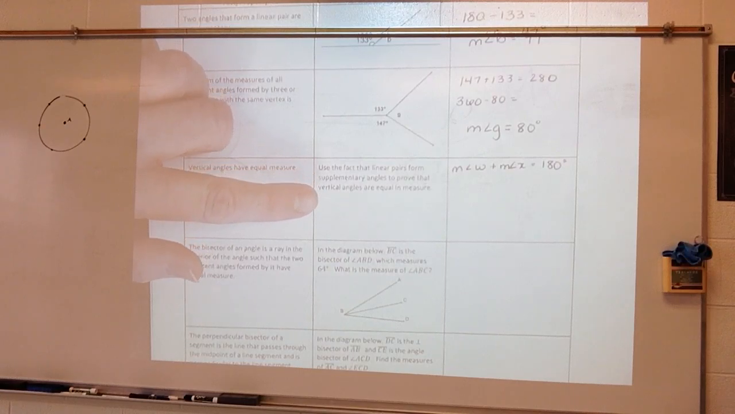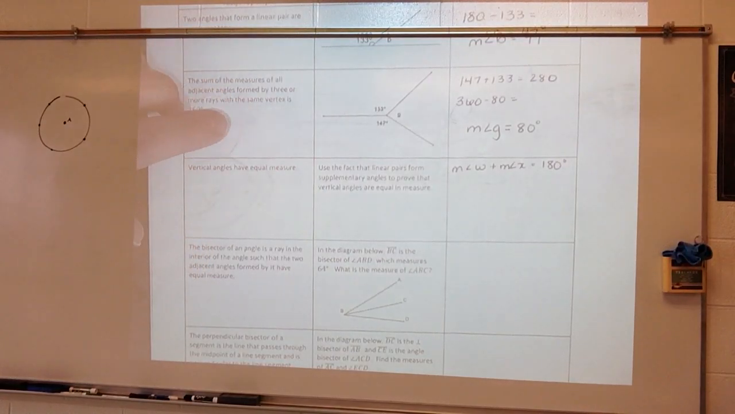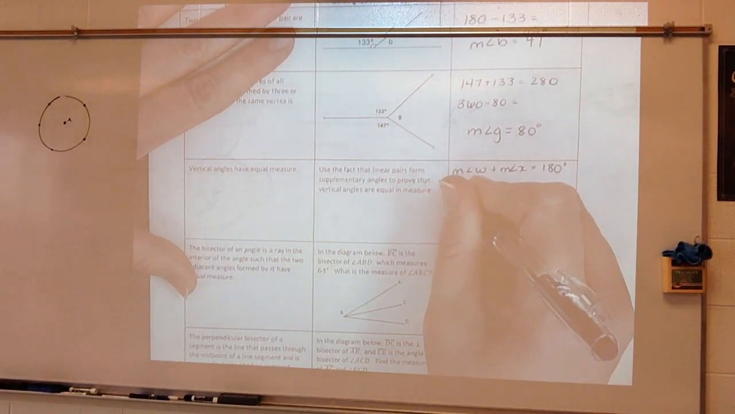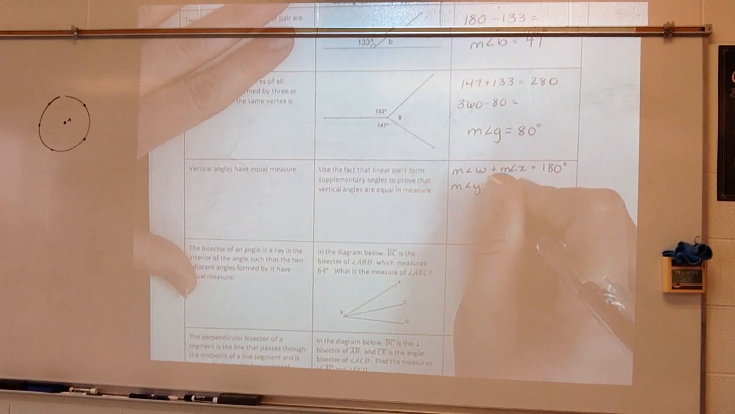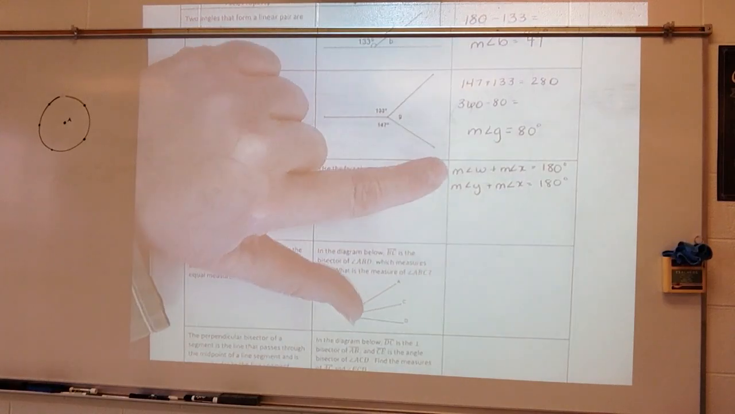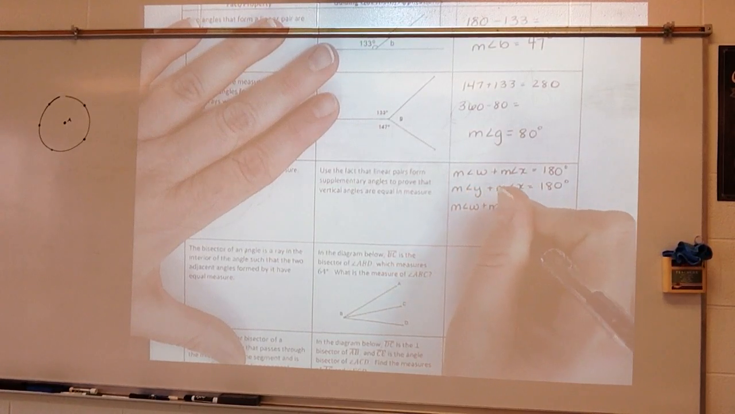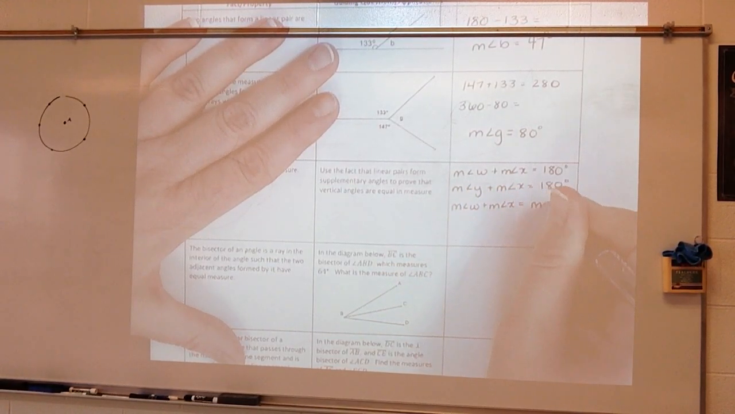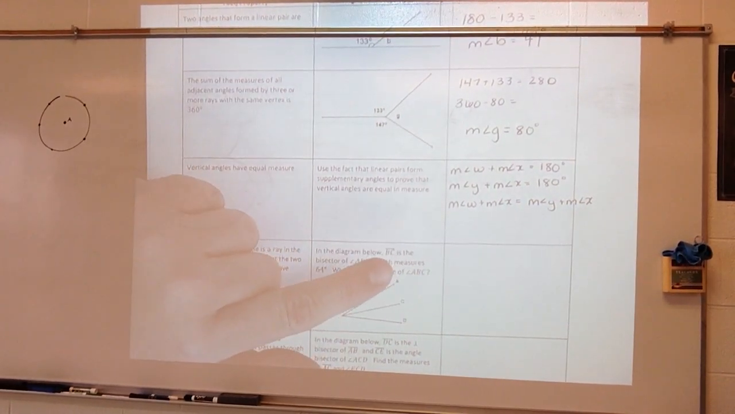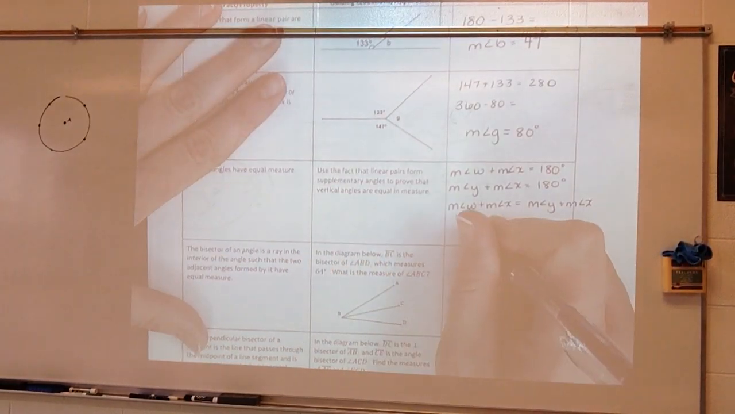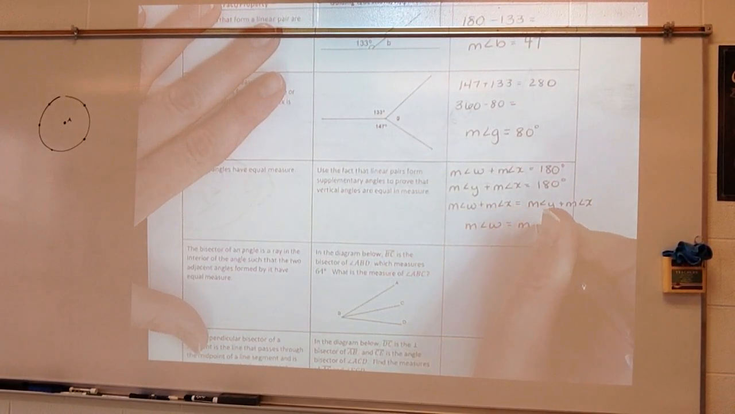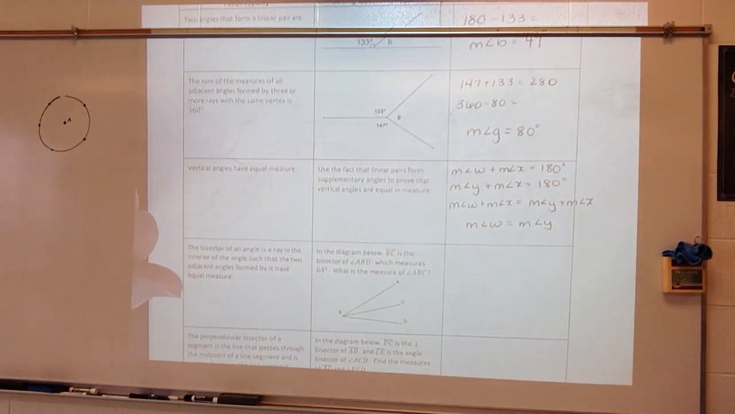Now we can say that the measure of angle Y plus the measure of angle X equals 180 degrees. And since they both equal 180 degrees, I know that the measure of angle W plus the measure of angle X is equal to the measure of angle Y plus the measure of angle X. And then if I subtract angle X from that, I get the measure of angle W is equal to the measure of angle Y. So those would be vertical angles.